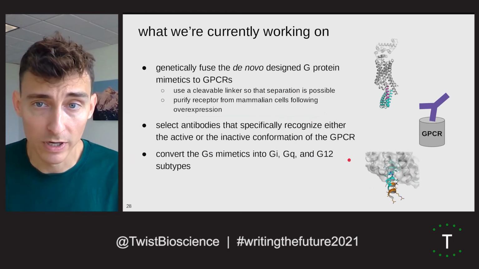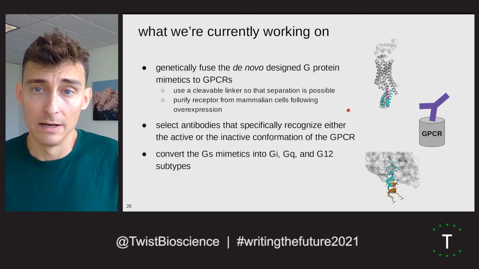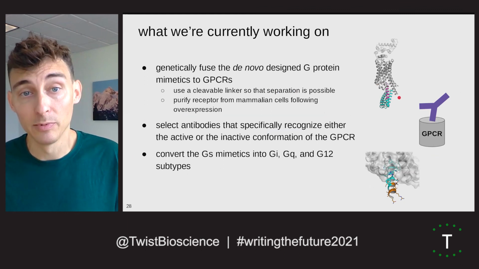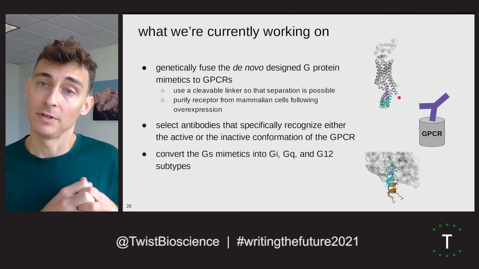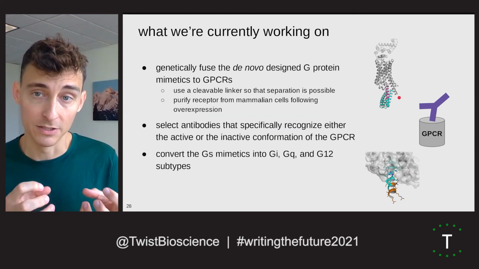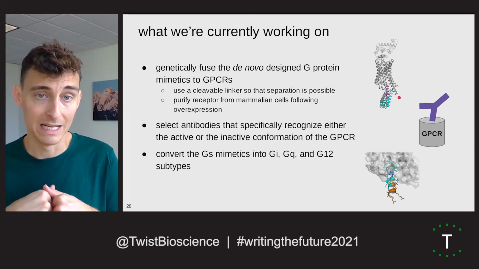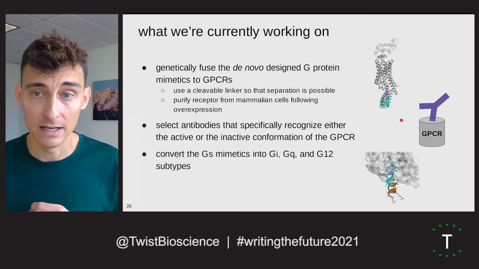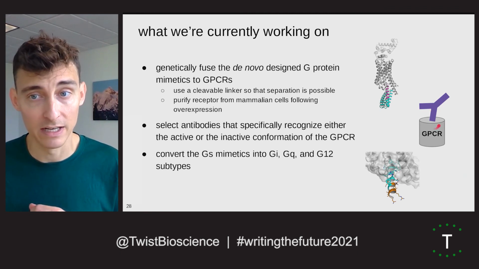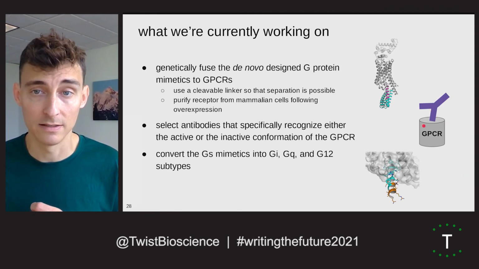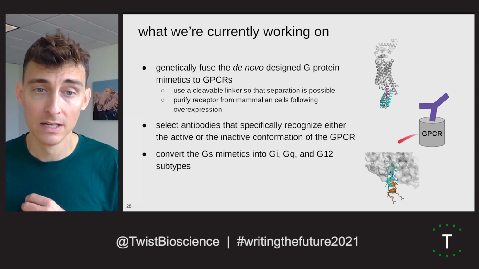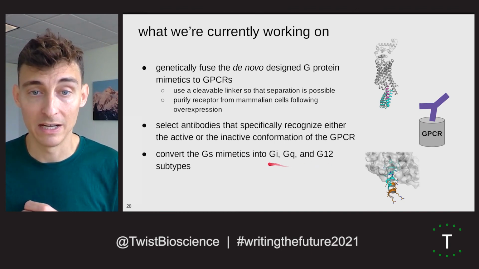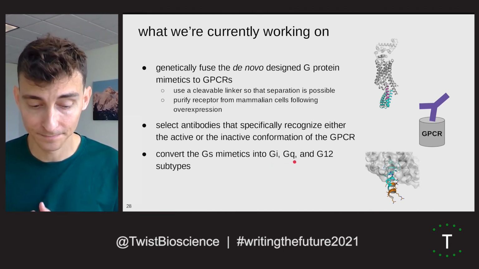So this story is a work in progress. This is where we're at right now. At the moment, we're working to genetically fuse our G protein mimetics to the GPCRs with a cleavable linker so that we can really lock the receptor in the active state by forcing its association with the G protein mimetic, essentially forcing an inside-out conformational change. We'd like to use this as an antigen in an antibody discovery campaign to try to find conformationally selective antibodies that recognize the extracellular surface of the receptor. And we're also working to convert our Gs mimetics into G protein mimetics for other subtypes: Gi, Gq, and G12.